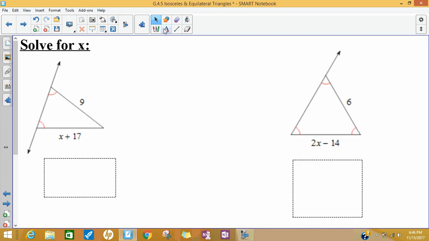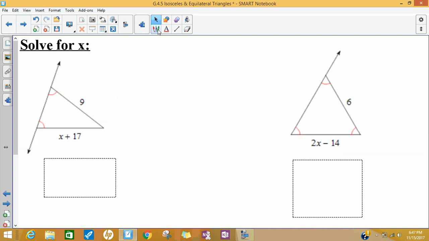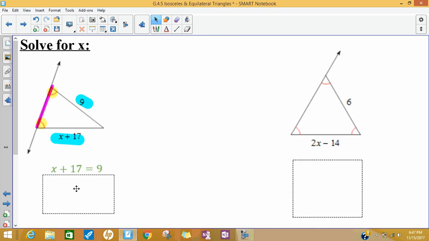So we showed in these last three what happens when you know the sides are congruent and you want to find x using angle measures. We could do the same if we know angles are congruent. So I know in this triangle that these two angles are congruent to each other. That makes this the base of my isosceles triangle, meaning that these two other sides should be congruent to each other. So these two should have the same length. So x plus 17 should be equal to 9, and therefore x is equal to negative 8.